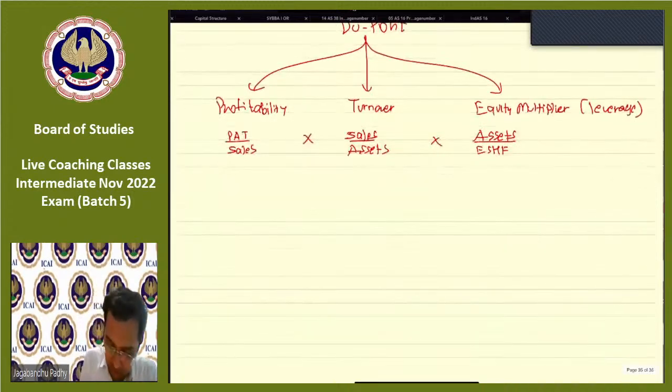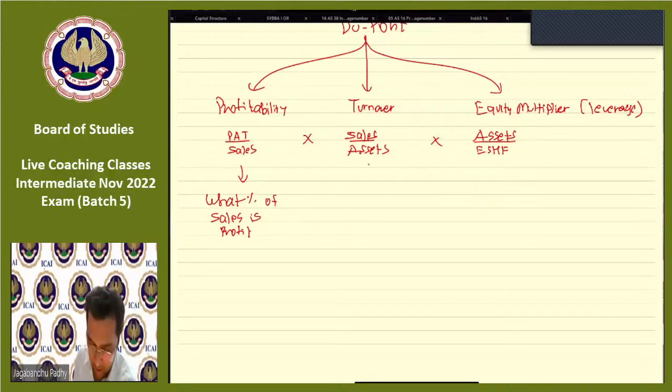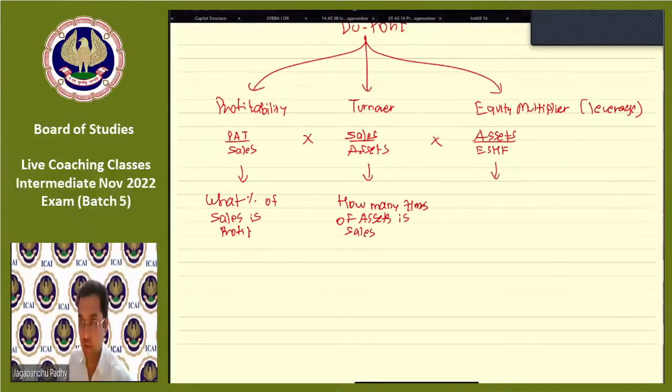Okay, so this indicates PAT upon sales. It tells you what percentage of sales is profit. Sales upon assets tells you how many times of assets is sales, and over here the ratio is basically assets to owned funds.